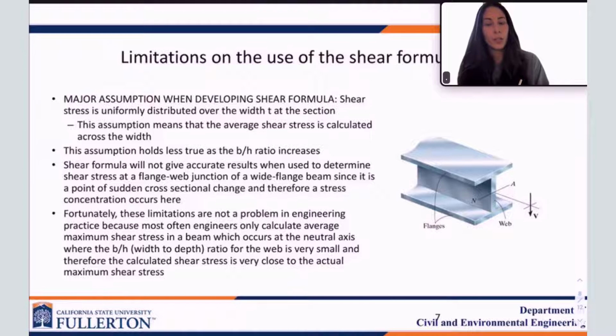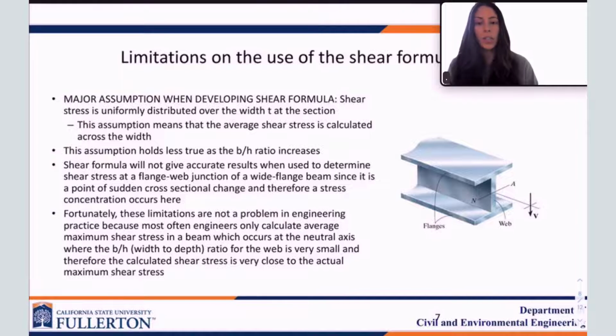stress is uniformly distributed over the width b at that section. We're using t or b, it's the same thing. This assumption basically means that the average shear stress is calculated across the width. Typically, this assumption holds less true as your b to h ratio increases. So b is the width, and h is the height. As that ratio gets larger, this assumption becomes less true. But this isn't a huge problem because usually the shear in our beam is not what's going to govern our design. It's typically the bending. There are also a lot of factors of safety in place that make it so that this assumption is typically okay to use and check for when we're designing.